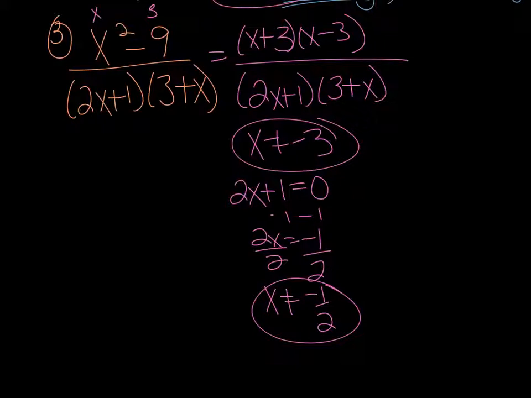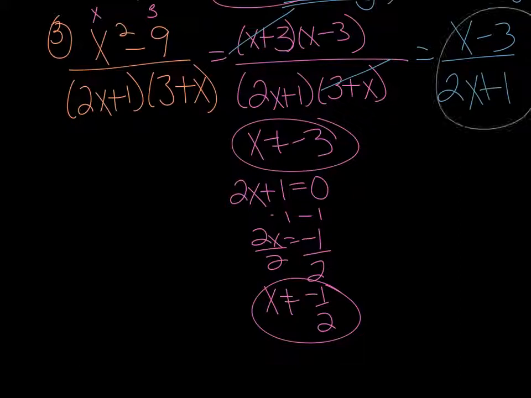Okay, once we have our restrictions, then we're ready to cancel things out. Does anything match exactly? Well, no, not really, because I have an x plus 3 and a 3 plus x. Are they the same thing? Yeah, x plus 3 and 3 plus x. That's the same thing because it's addition. So those will cancel out, and you're left with x minus 3 over 2x plus 1. And don't forget your restrictions.